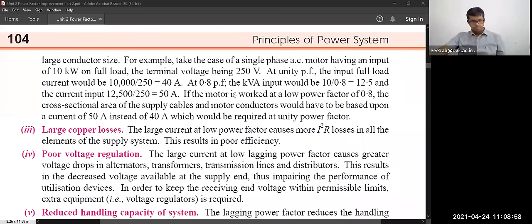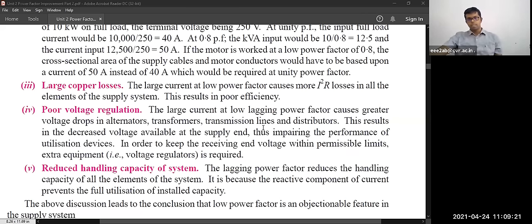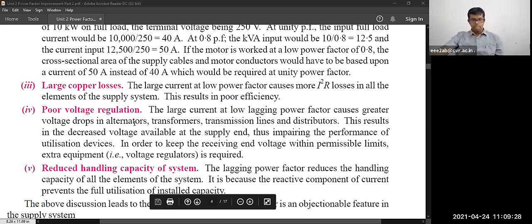So next is poor voltage regulation. As I said, larger current at low lagging power factor causes greater voltage drops in the alternator, transformer, transmission lines, as well as distributors. This results in decreased voltage available at the supply end, thus impairing the performance of the utilization devices. So the performance and the lifetime of our devices will be decreasing.